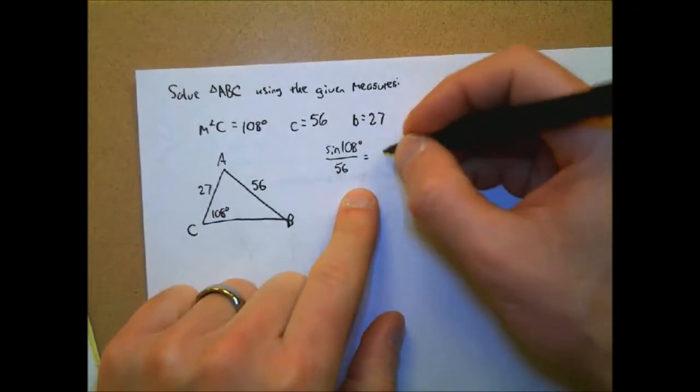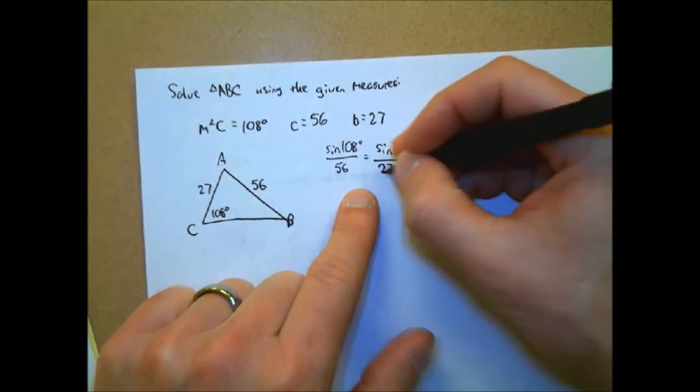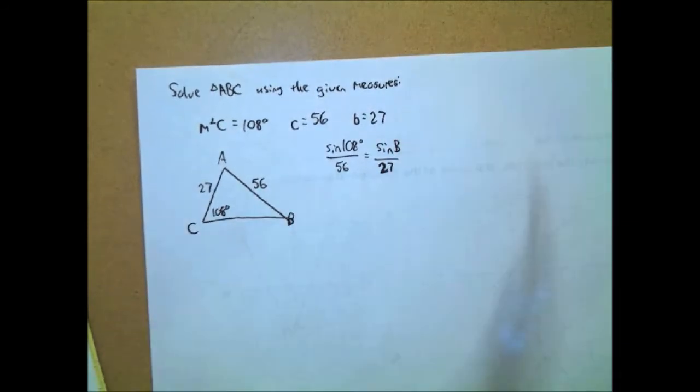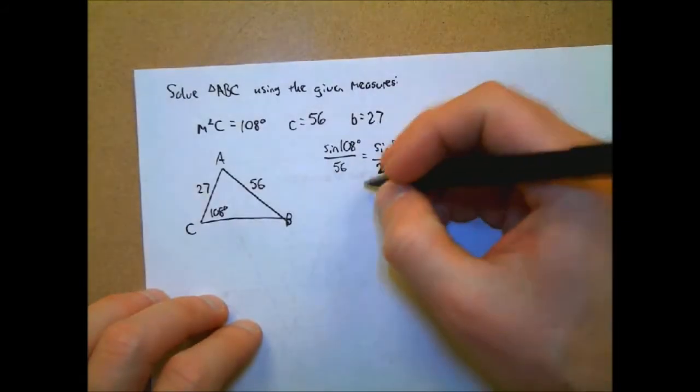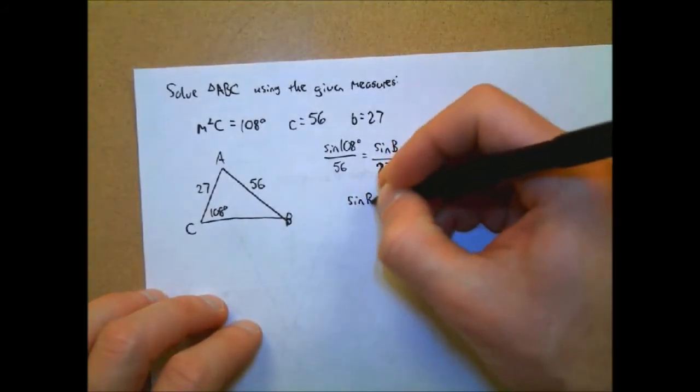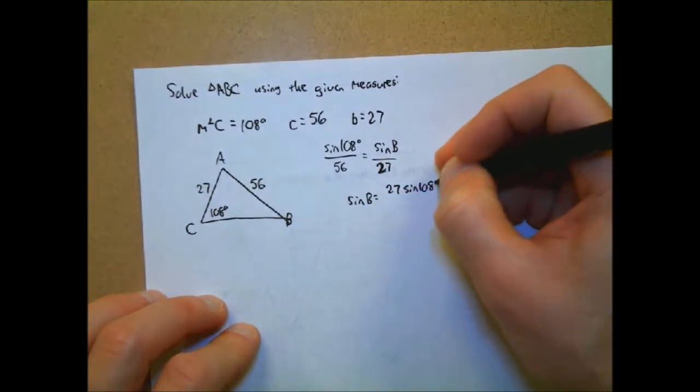So then sine of angle B over 27. Now this is a little bit different. We haven't yet solved for missing angles. Everything we've solved for thus far has been for sides or the third angle by just subtracting from 180. We're sticking in degrees because our units are in degrees here. So we'll still cross multiply and solve. We end up with sine of B equals 27 times the sine of 108 over 56.